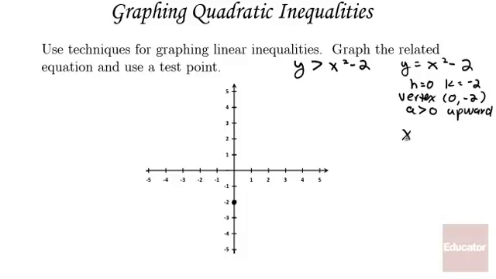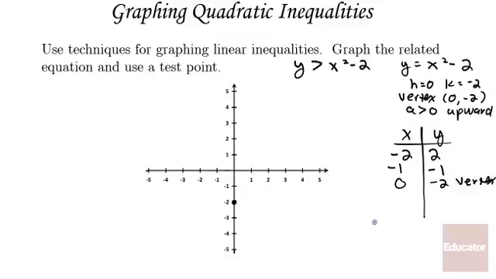Now, to make a more exact graph, I'm going to find some points. The first point is negative 2. Squared is 4 minus 2 is 2. Negative 1 squared is 1 minus 2 is negative 1. And then I already have 0, negative 2. This is my vertex. 1 squared is 1 minus 2 is negative 1. And now 2 squared is 4 minus 2 is 2. So this is enough for me to go ahead and graph.